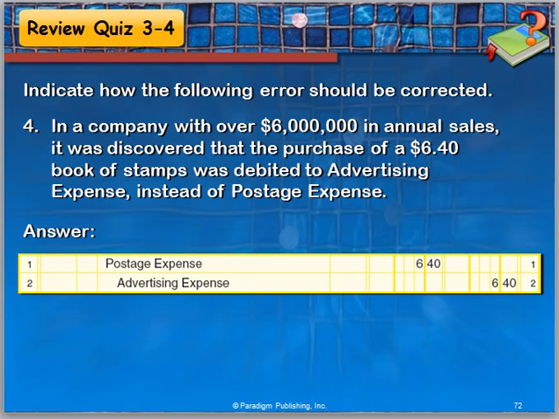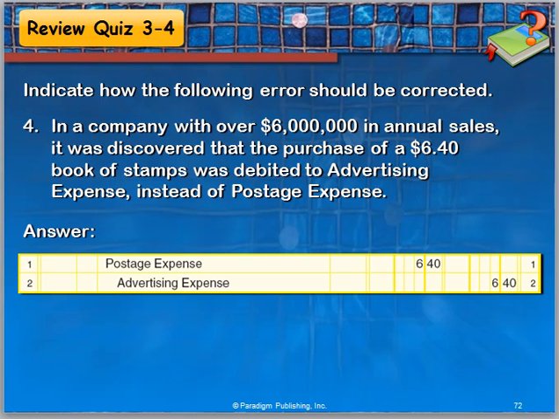Now in this example, a company that had over $6 million in annual sales discovered that the purchase of a $6.40 book of stamps was debited to advertising expense instead of postage expense. So the original transaction, we would have taken $6.40 and debited it to advertising expense, and we would have credited cash. So the cash part of it was right, so we don't do anything with it.